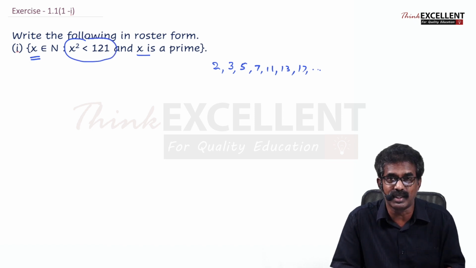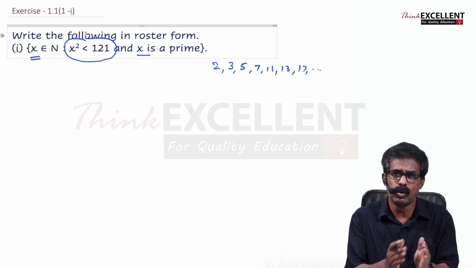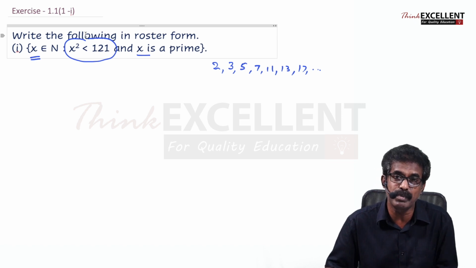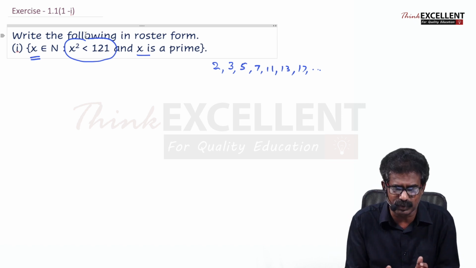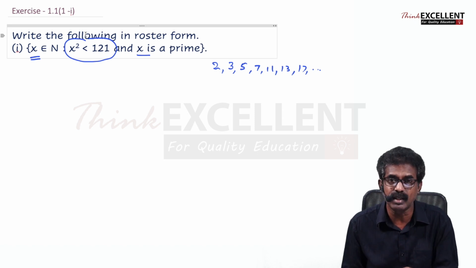Of course, there are three conditions, right? It must be a natural number. Natural number means a broader one: 1, 2, 3, 4, 5, etc. Everything is there. Another condition says it's a prime number. So, only a few terms: 2, 3, 5, 7, like that. And one more condition is there. If you square, your answer should not exceed 121. Even 121 you cannot take, right?